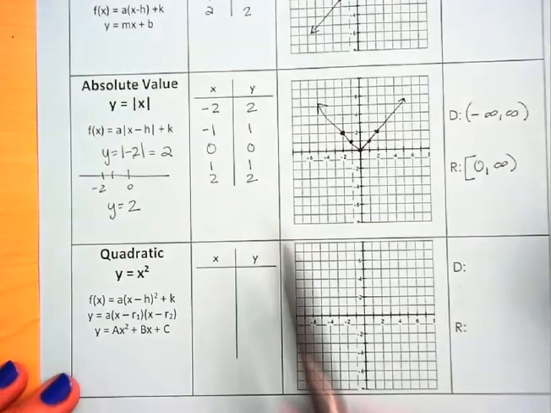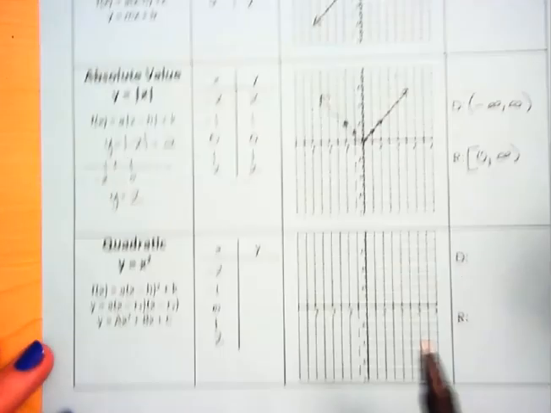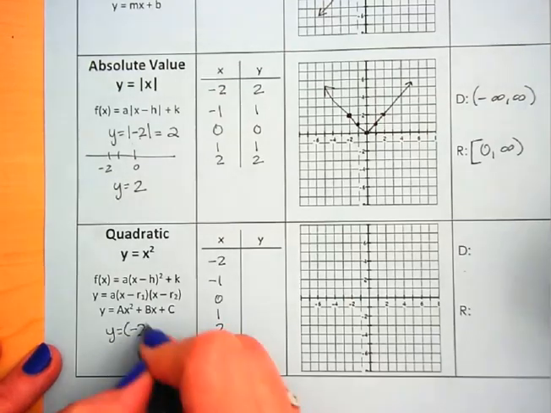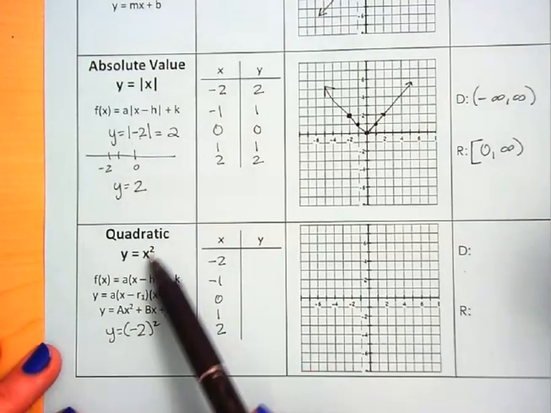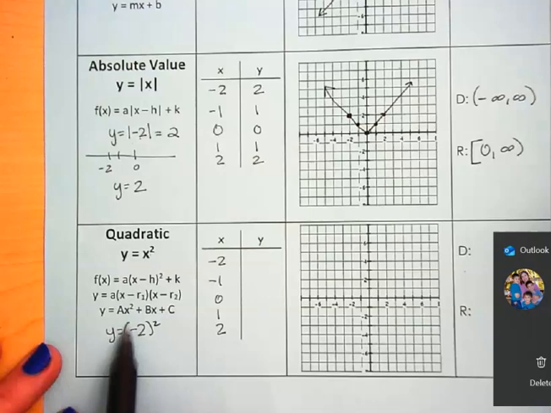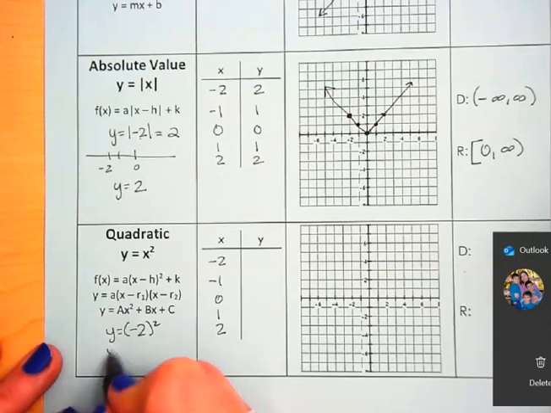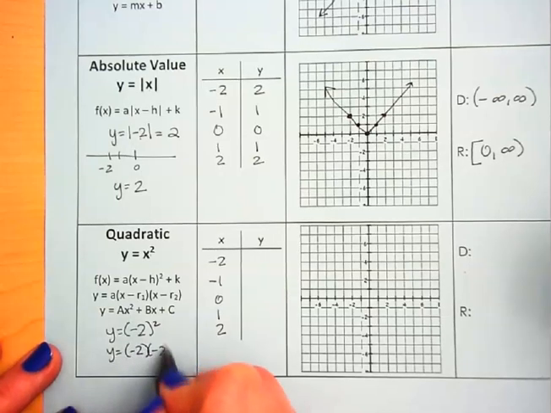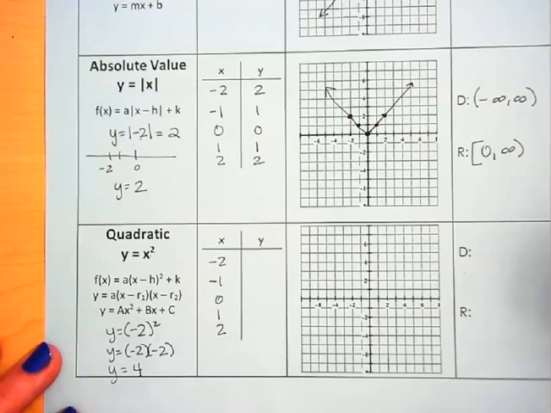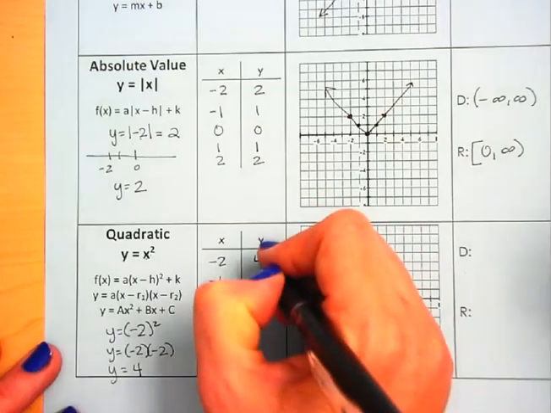For the quadratic function, we're going to use these same x values for our xy table. And when I put -2 in for this x, this function means that you're squaring whatever the x value is. So notice that I included the negative in parentheses. So negative 2 squared means negative 2 times itself, and a negative times a negative is positive, and 2 times 2 is 4. So when x is negative 2 and I plug it into this function, y equals 4.